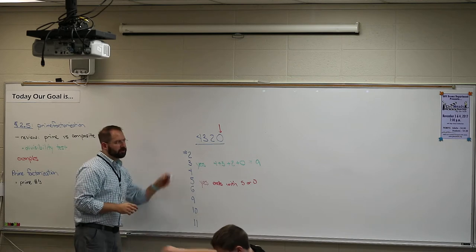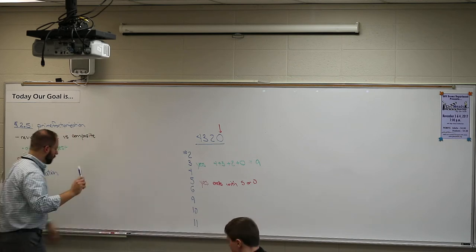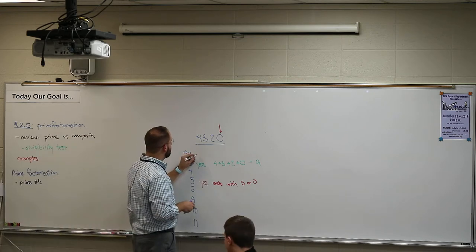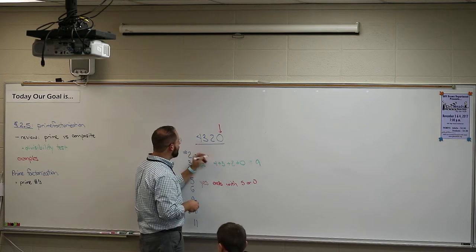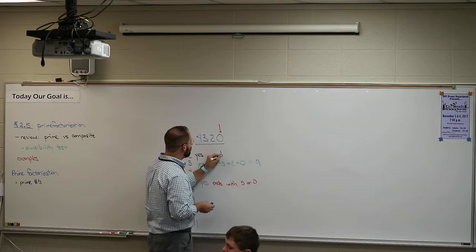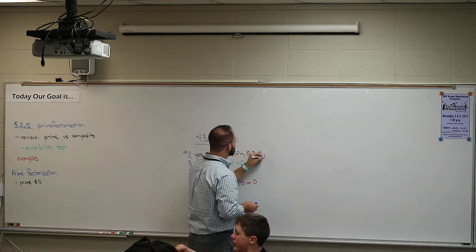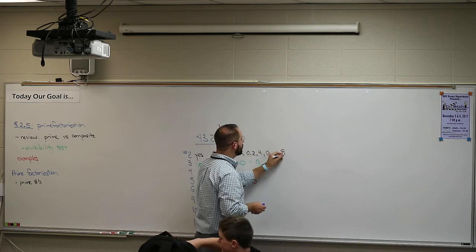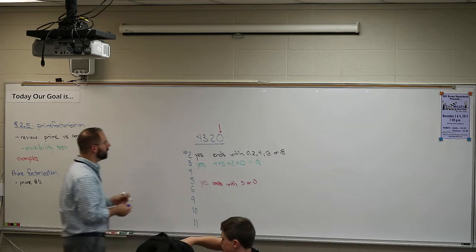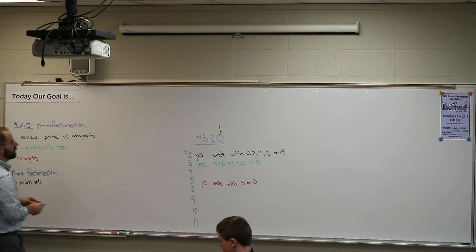Okay, 2. What was the rule for 2? If it has an even number, and yes, 0 counts as ending in an even number. With 0, 2, 4, 6, or 8. And so yes, that 2 is going to divide out evenly. That's what we were doing on that worksheet. You're going through every rule.